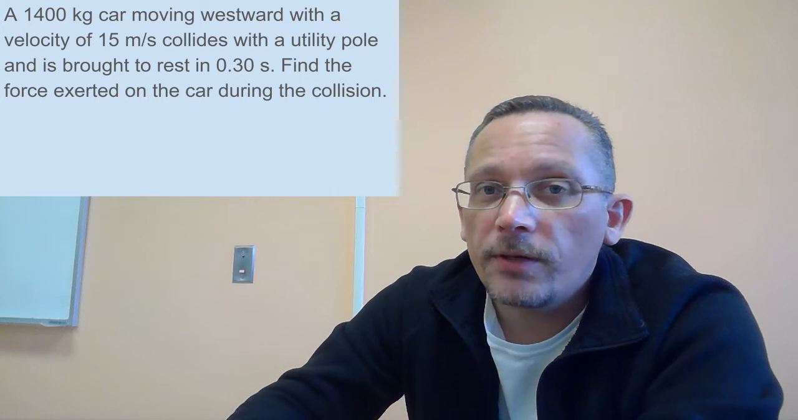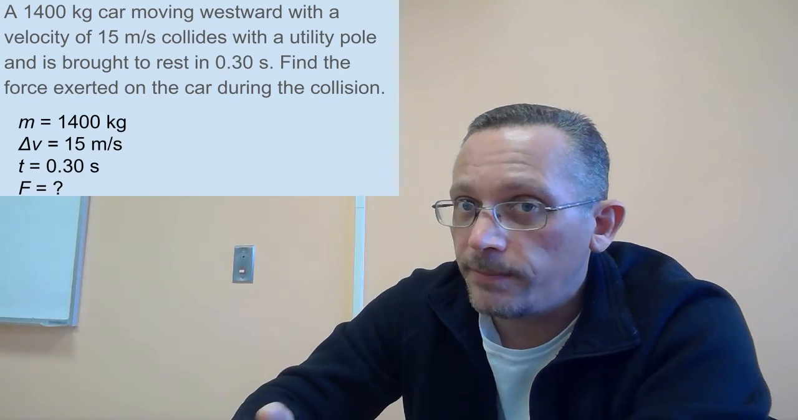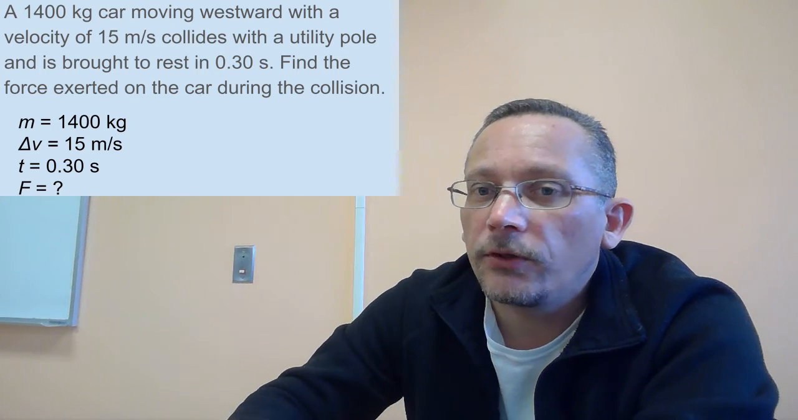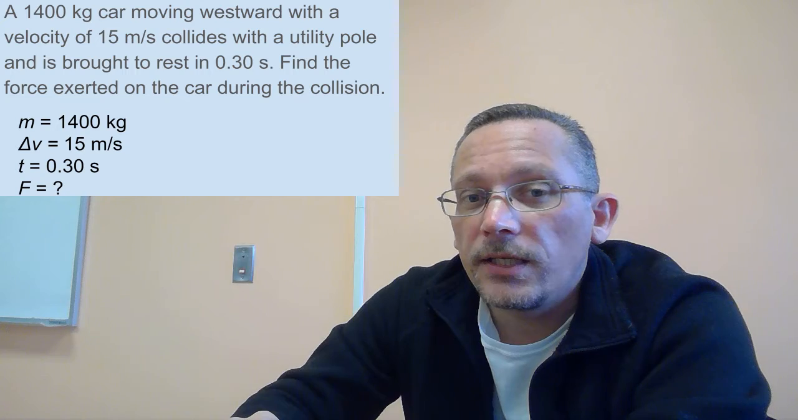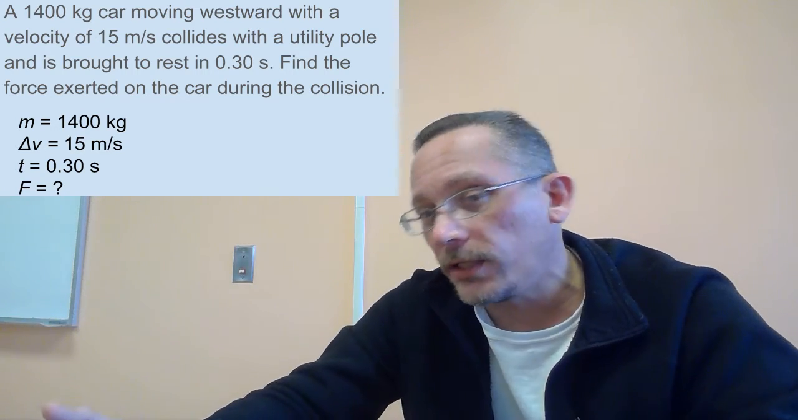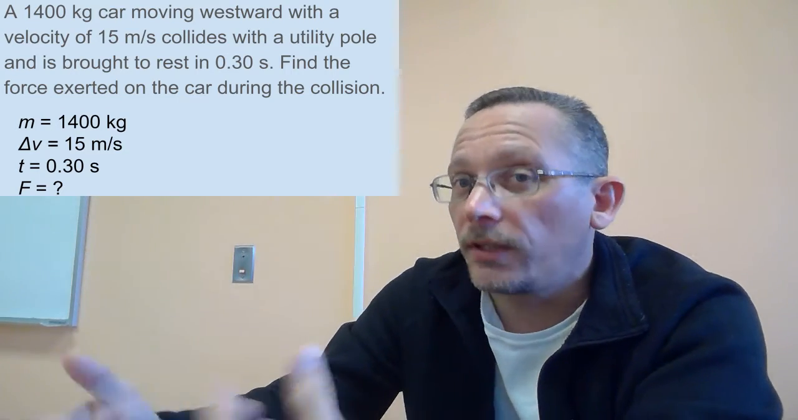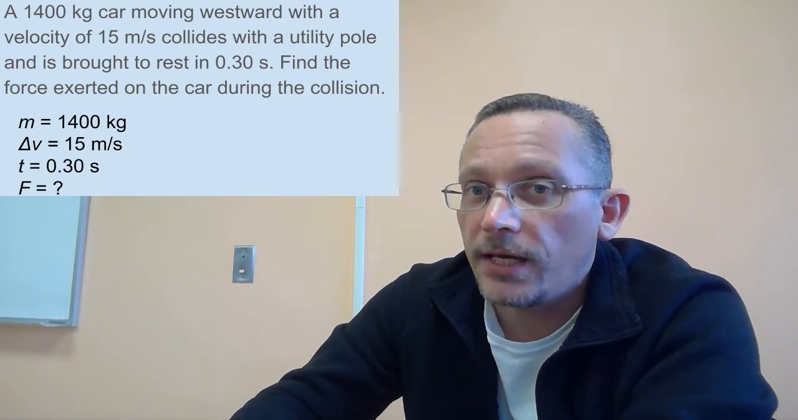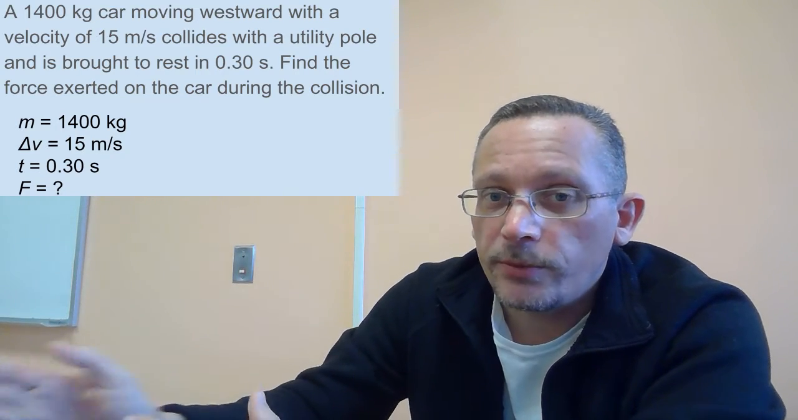Okay, so the first number I see in the problem says 1,400 kilograms. Kilograms tells me that's the mass. So m equals 1,400 kilograms. The next number I see is 15 meters per second. Now this car is going to go from 15 meters per second to 0, right? It's going to stop. And so its change in velocity is 15 meters per second. So that's delta v. So delta v is 15 meters per second.